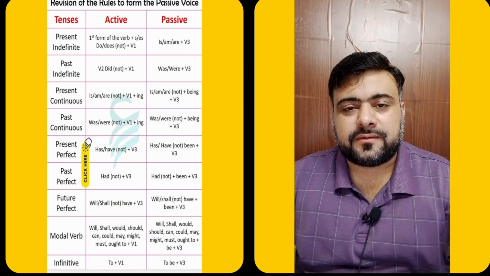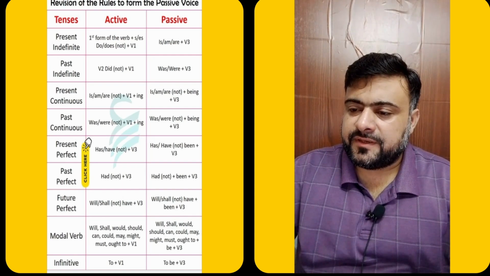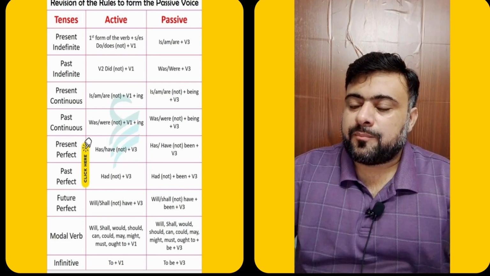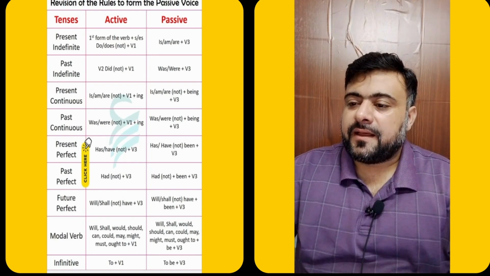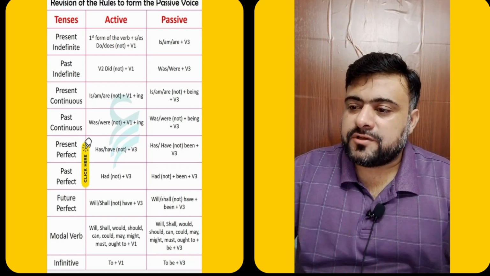Is written. Now, the past indefinite. Second form of the verb in the affirmative, and in the negative or interrogative, we use did plus first form of the verb. Now, in the passive, third form of the verb with was and were.